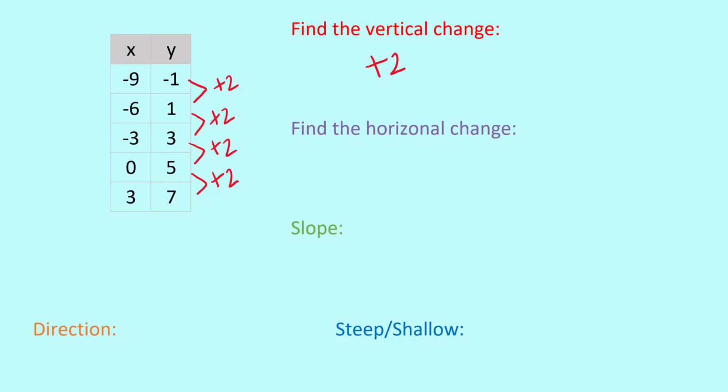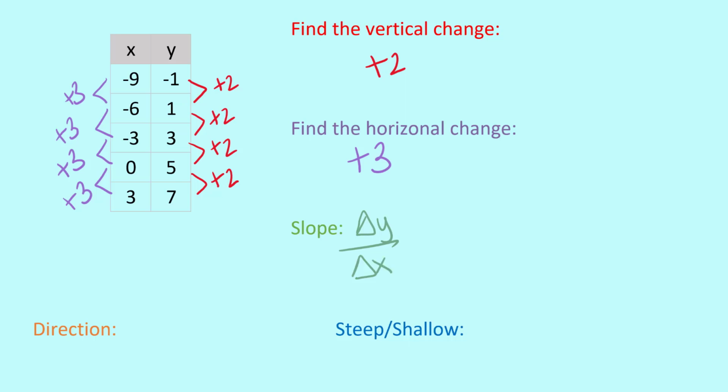Alright, let's look at that horizontal change now. To go from -9 to -6, we are adding 3. -6 to -3, we are again adding 3. -3 to 0, and 0 to 3, we are adding 3 each time. So our horizontal change is +3. So our slope, or our change in y over change in x, our m value, remember slope is m, is going to be 2 over 3.